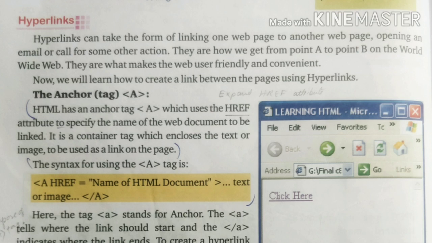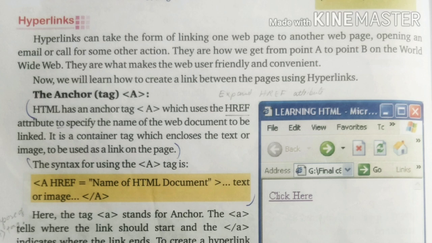Now we will learn how to create a link between the pages using hyperlink. The anchor tag. HTML has an anchor tag, that is the a tag, which uses the href attribute. Href stands for reference. Okay, so an attribute to specify the name of the web document to be linked. So if you want to create a link in HTML, you need to know about this anchor tag. So anchor tag, and it has an attribute, that is href. So you have to use both together, and when you use them together, then only you can create a link. So here an example is given, and the explanation of the example is given below.